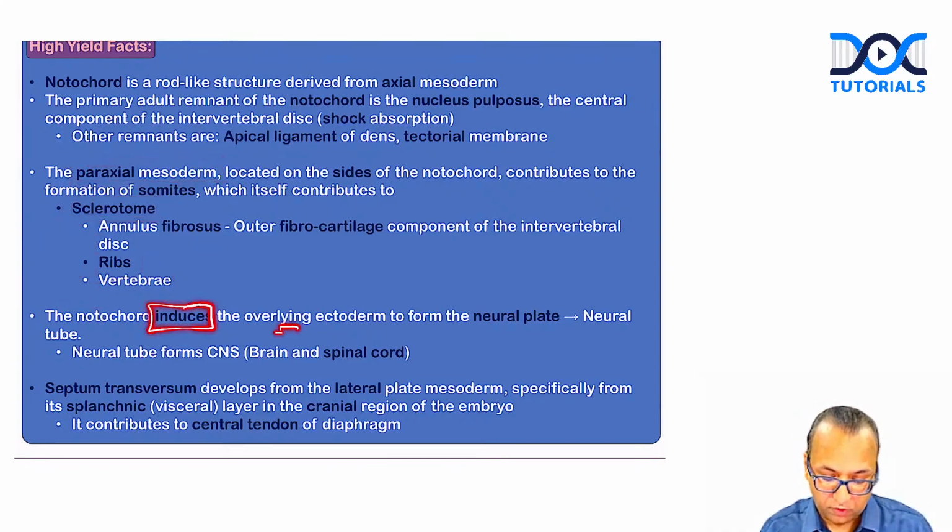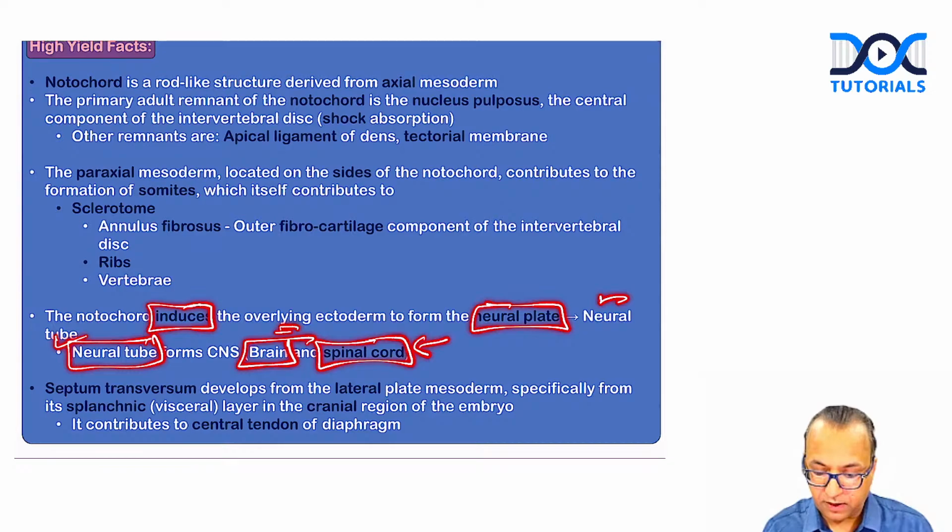Notochord is inducing the overlying ectoderm to form the neural plate, which will form neural tube, and neural tube will form the central nervous system, which is brain and spinal cord. Spinal cord was one of the options we had.